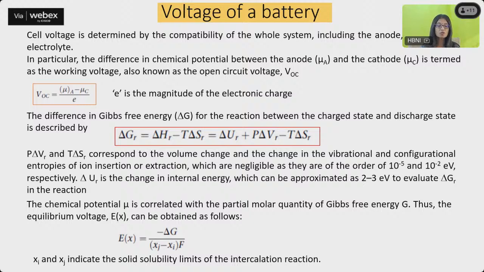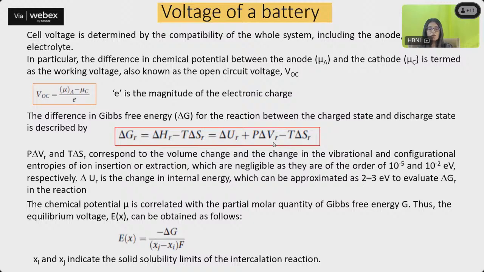So this open circuit voltage is the difference in the chemical potential of the anode and the cathode, divided by the magnitude of the electronic charge, and this gives you VOC. Now, the difference in the Gibbs free energy for the reaction between the charge state and the discharge state of a battery is given by this delta GR, which is nothing but your thermodynamic equation, delta H minus T delta SR. And this delta H you can represent as delta U plus P delta V.